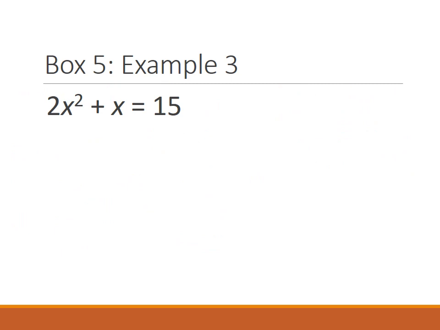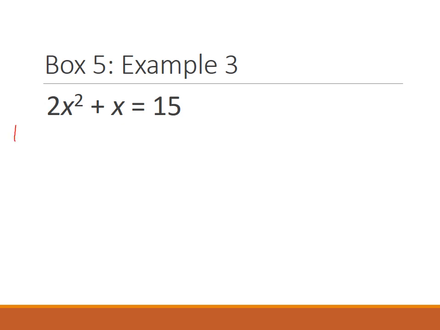All right. Example 3. For example 3, we have 2x squared plus x equals 15. And unlike the other ones, it is not in standard form, and it's not a simple trinomial. The reason why it's not simple is because my leading coefficient is not a 1. It's actually greater than 1.